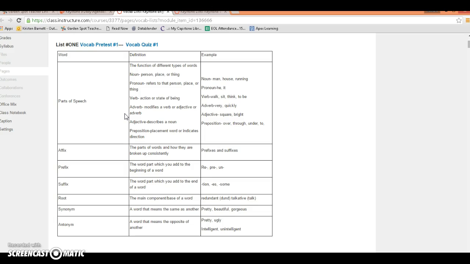And we talked about roots, so affixes are all those things. Prefixes, suffixes, and roots are all examples of affixes. And then underneath root is a synonym, a word that means the same, such as pretty and gorgeous and beautiful are all similar meanings, the same meaning. Versus an antonym is the opposite. The opposite of pretty is ugly, the opposite of intelligent is unintelligent. So those are all your vocab words for this week.